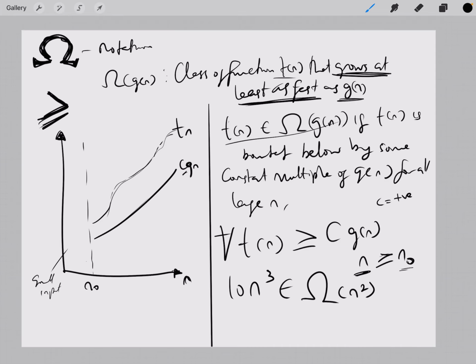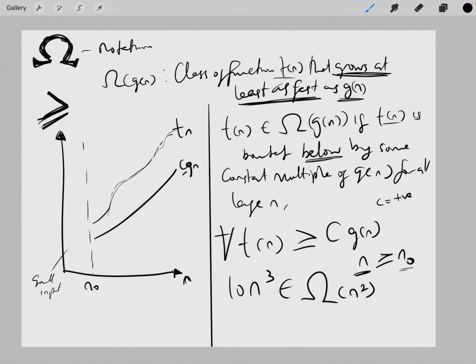T of n is an element of big omega of G of n if T of n is bounded below. Bounded below means that it can't go below G of n. It can go above G of n.